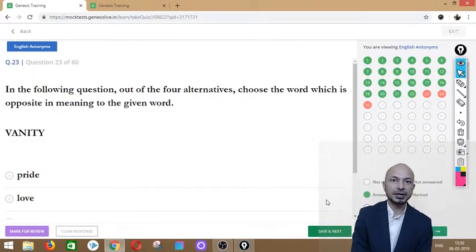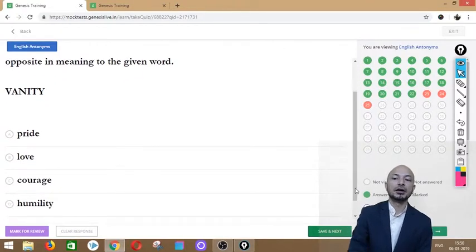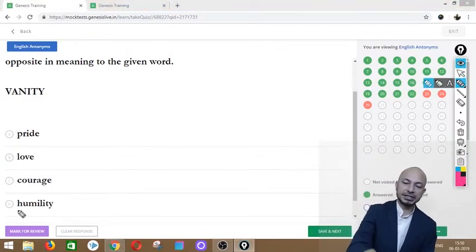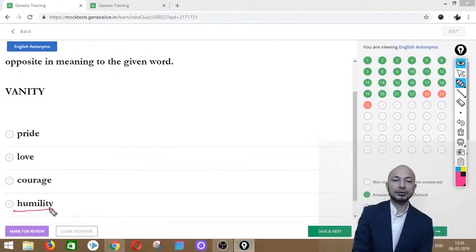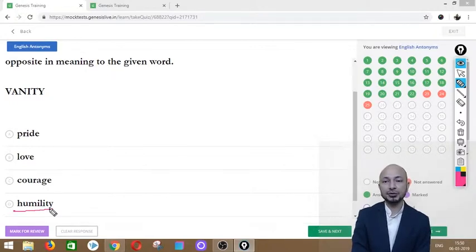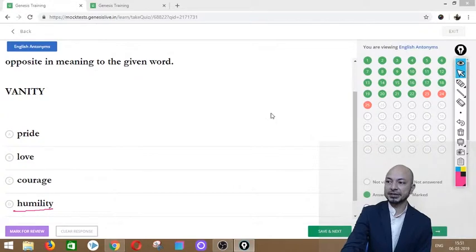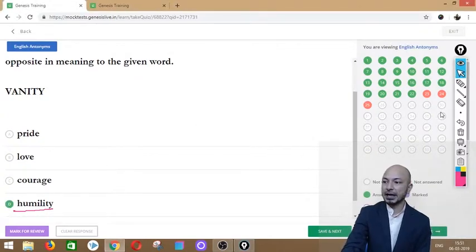On to question number 23. The word is vanity, and the options given are pride, love, courage, and humility. And the right option is going to be option D, which says humility. Vanity is when you have too much pride in yourself, when you think of yourself as very important, self-importance. And humility, on the other hand, is when you don't think that you are the most important thing, and the quality of being humble. So it is, again, antonyms we can see. So we click option D and go to the next question.